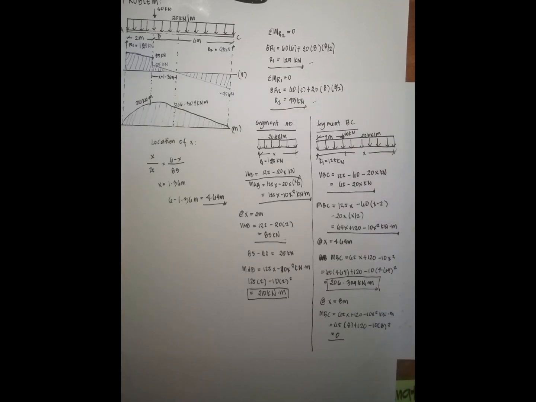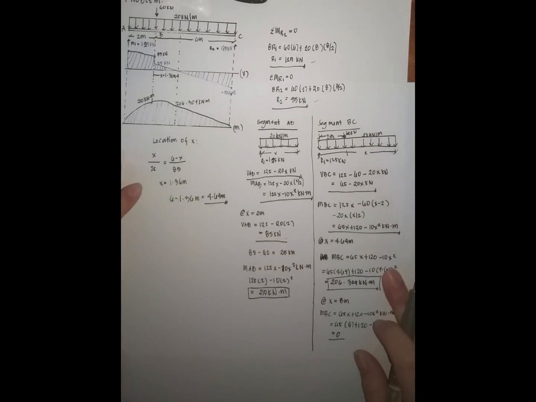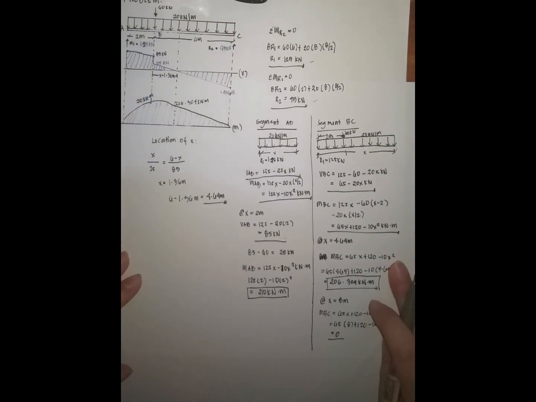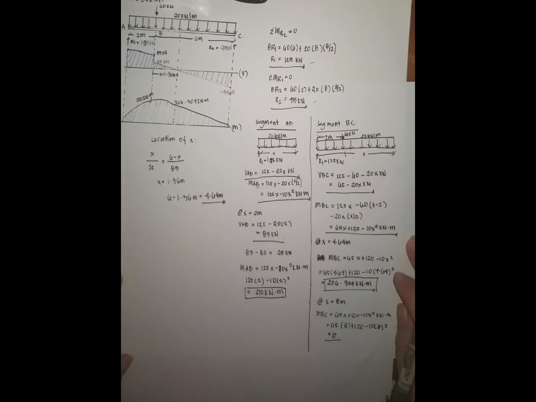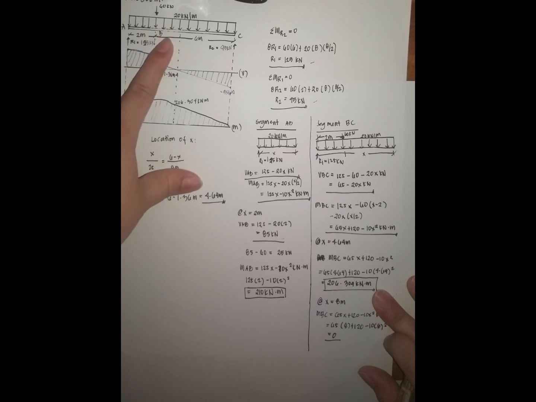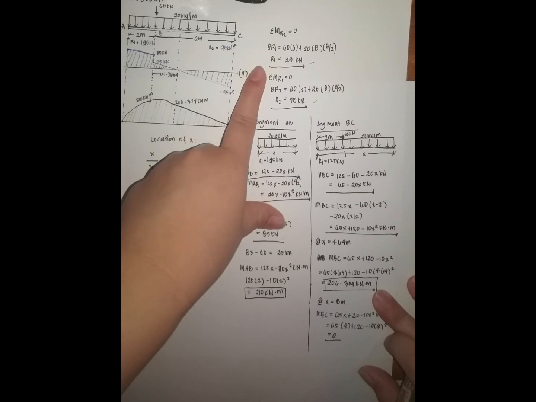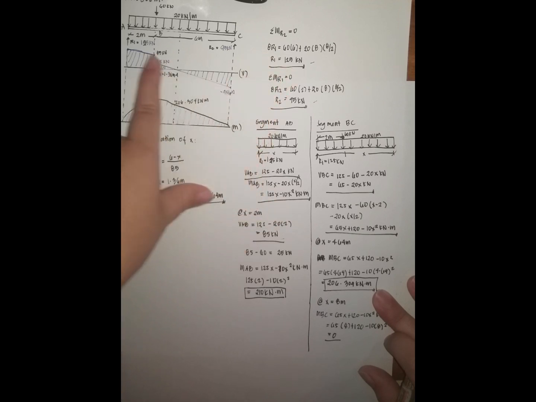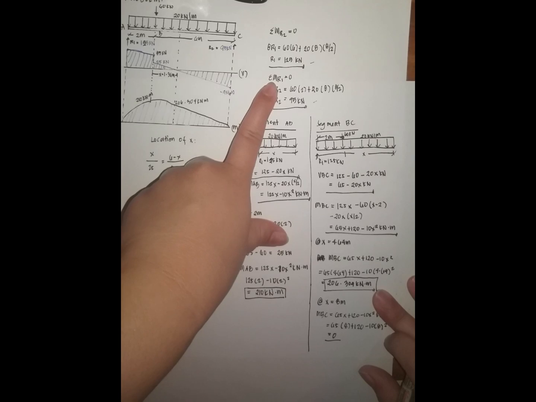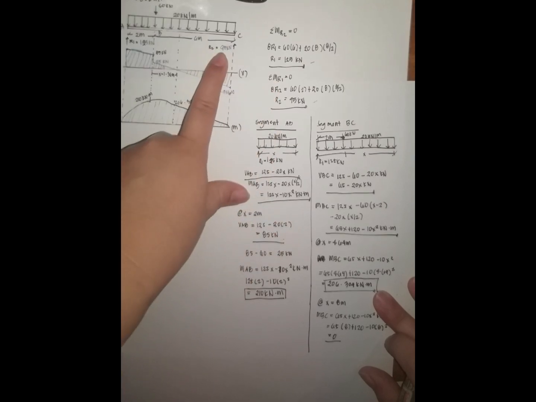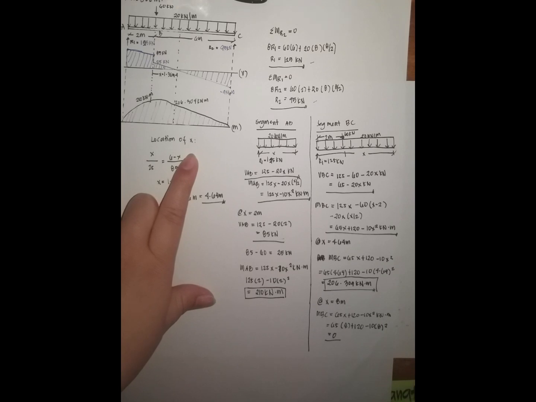So that's it. That is our solving our problem. So our problem has been solved. So to review, we have the given problem, then we do the summation of moment of the reactions. So we have reaction 1 of 125 kilonewton, reaction 2 we have 95 kilonewton. So we do the segment.